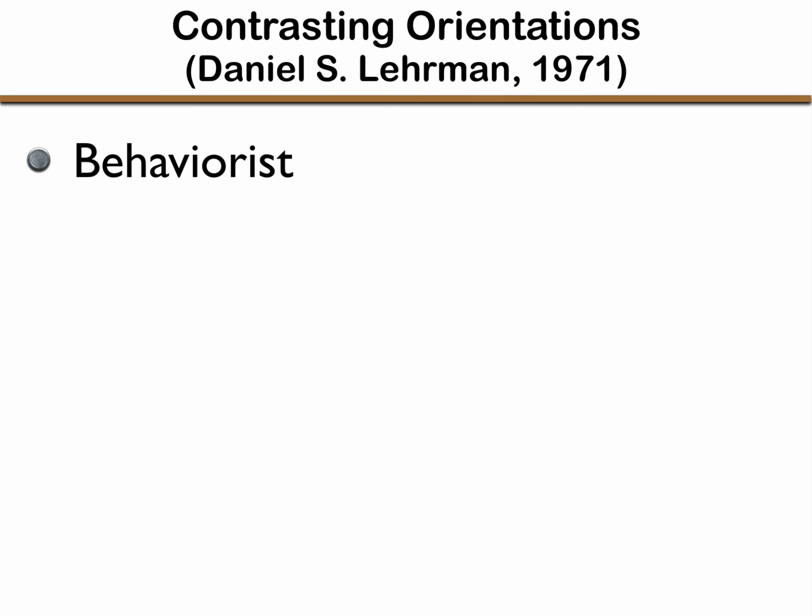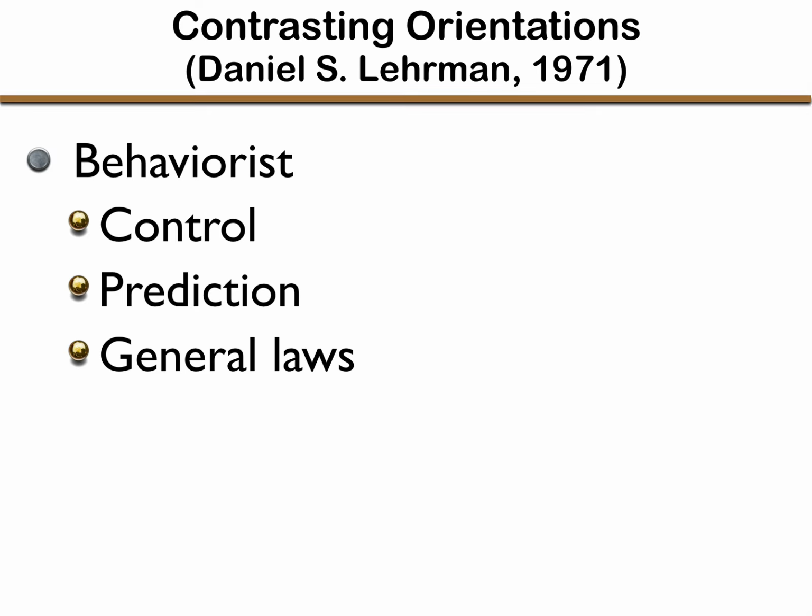So one orientation he referred to as the behaviorist orientation. These are folks that are interested in the control of behavior, people like Skinnerians, operant conditioners, those folks, and predicting behavior, maybe arriving at some general laws of behavior, general laws of learning, that kind of thing. I guess, more like a traditional experimental psychologist type of person. Not necessarily a comparative psychologist, though some would certainly fit into this category, but not all.